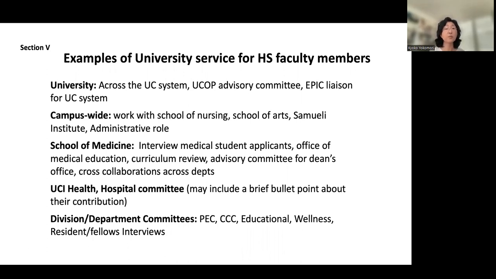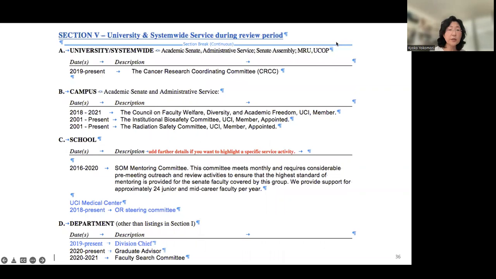So your effort will be properly recognized and evaluated. Okay, so these are some examples. If you serve as a reviewer for the cancer seed grants, that's UC-wide, so that can be listed here. And then campus-wide committees for Senate faculty members. And then there are School of Medicine committees that you can participate in. And then again, the medical center related activities can also be listed here. And then the department, if you are serving as division chief or graduate advisor or on the search committee, these things should all go here.